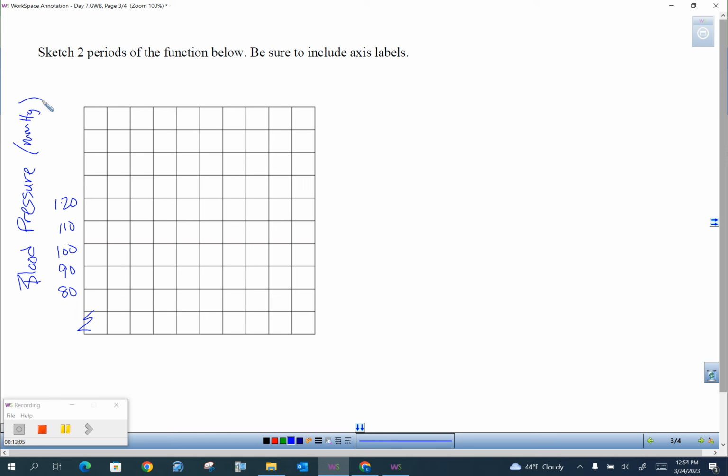On our x-axis, we have time, and that's in seconds, talking about how long it takes to complete a heartbeat. 1 full cycle from max blood pressure back to max blood pressure. And for us, that was 6/7.